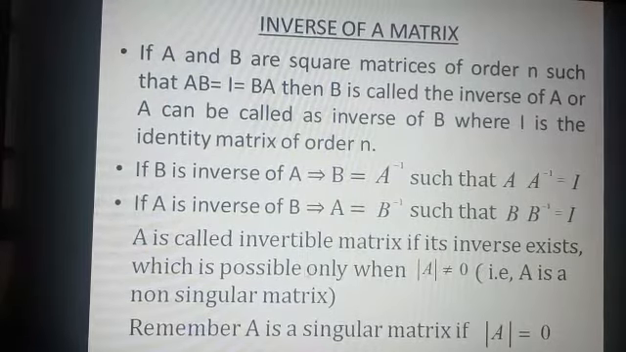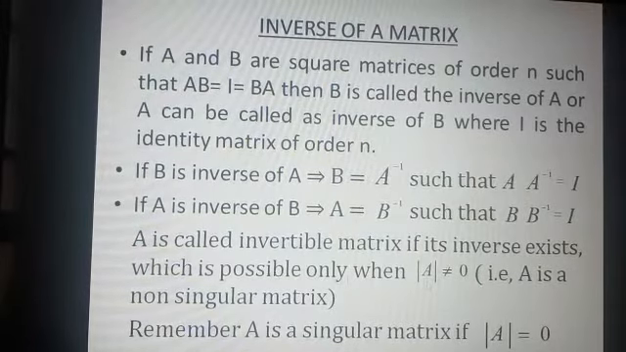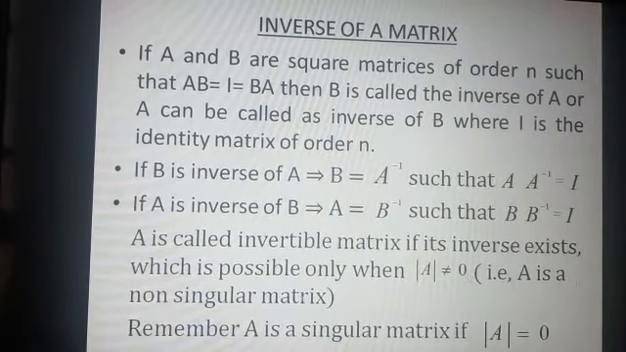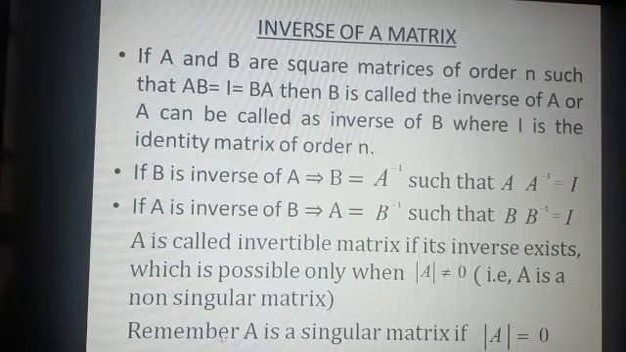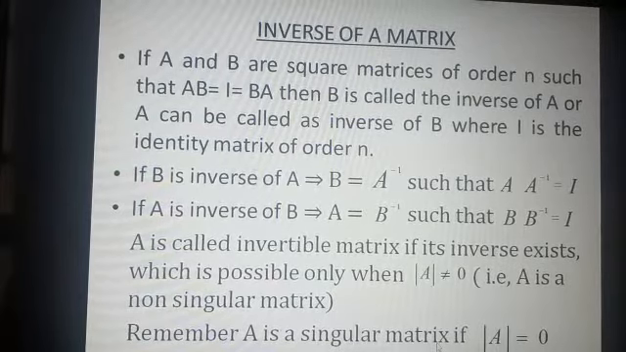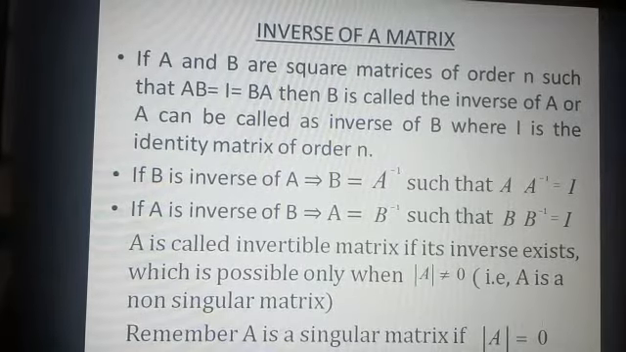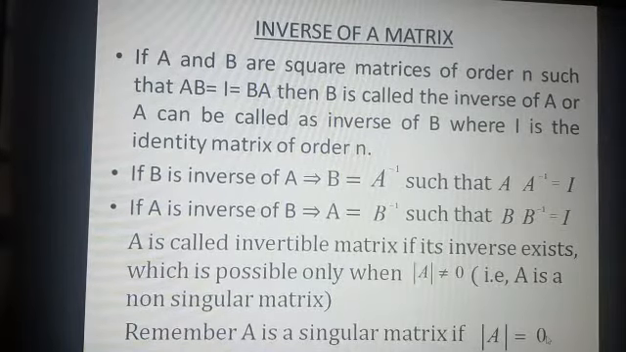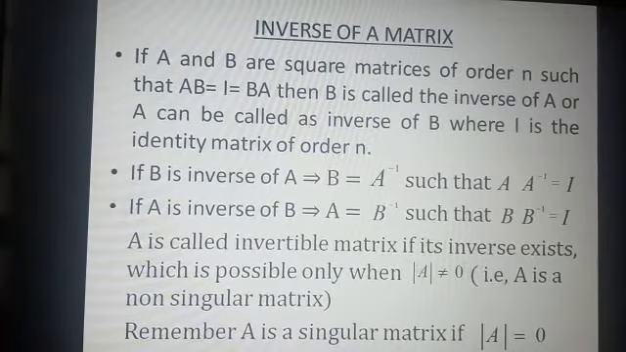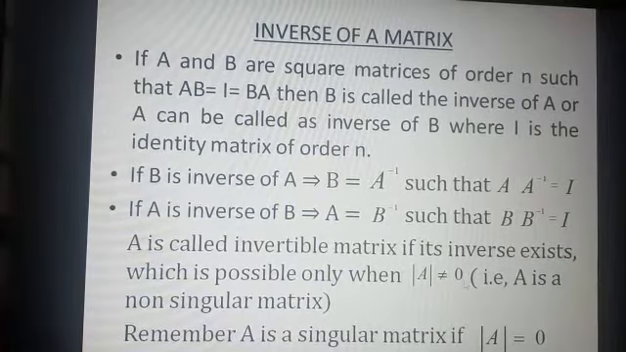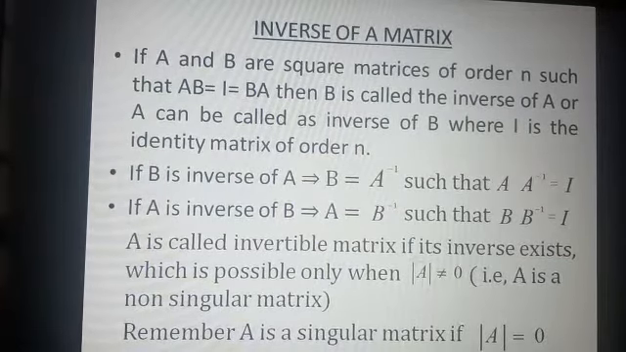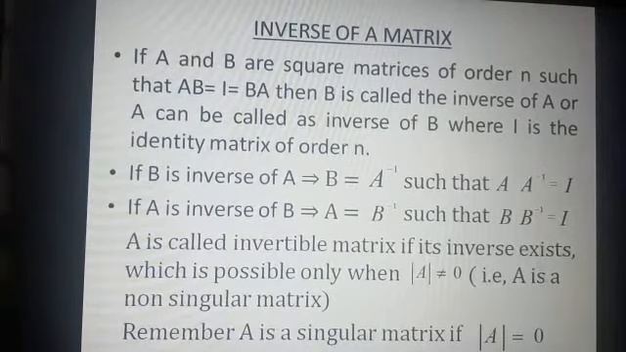But all matrices are not invertible. It is possible only when the determinant of A is not equal to 0. That is, A is called a non-singular matrix. Remember, A is a singular matrix if the determinant of A is equal to 0. But for the inverse to exist, the determinant of A should not be equal to 0. Then only you will be able to find the inverse. This can be explained in the second slide.